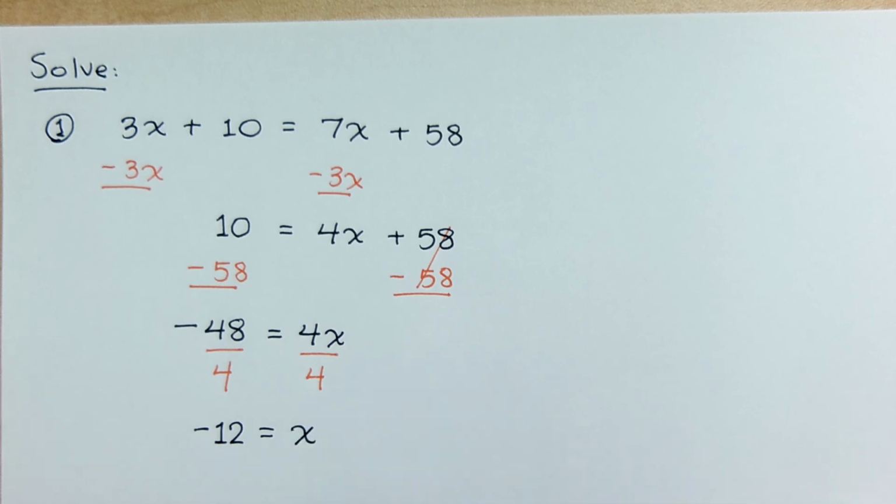If it makes you weird and creeped out to have x on the right side, you can always rearrange this and say x equals negative 12. Both of these guys are totally acceptable.